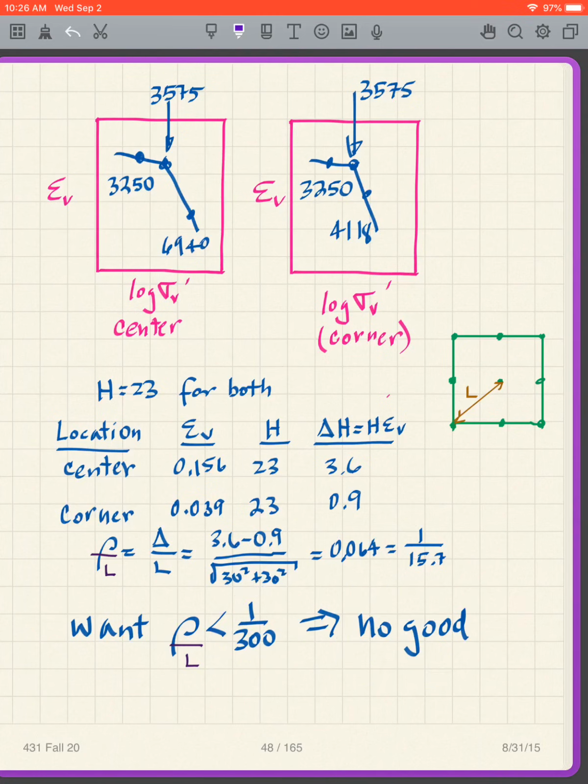This foundation doesn't work. Lots of things can be done here. You may have to recommend to your client to put in more columns because this doesn't work. That's one alternative. You preload the site, put in possibly a deeper basement. All these options are available to you to redo this until you get the settlement good enough. In other words, get the settlement small enough so that we keep the rho over L to be less than 1 over 300.